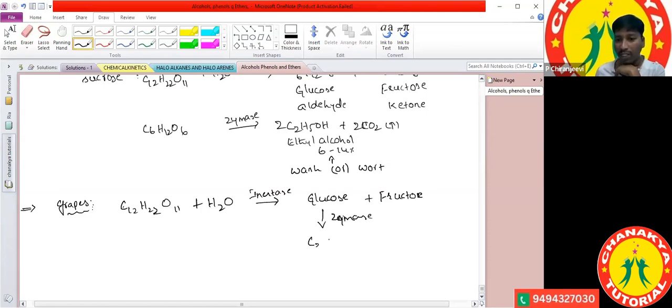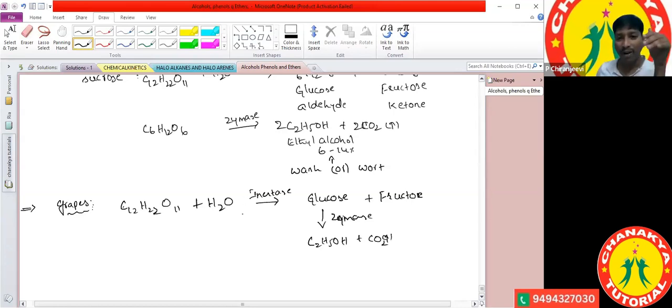That means C2H5OH plus, and it releases 2 moles of carbon dioxide gas. So by using this method also we can prepare ethyl alcohol. All of this process is called the fermentation process.